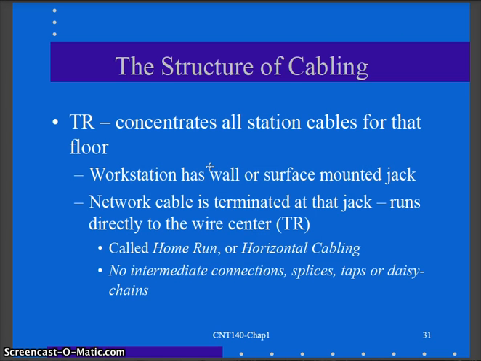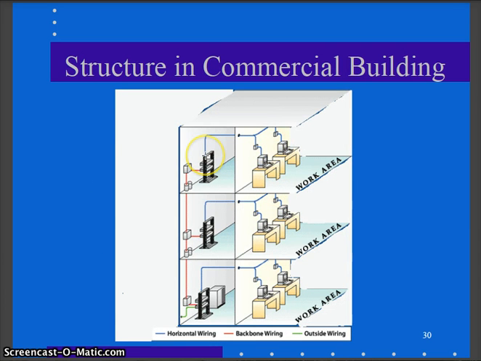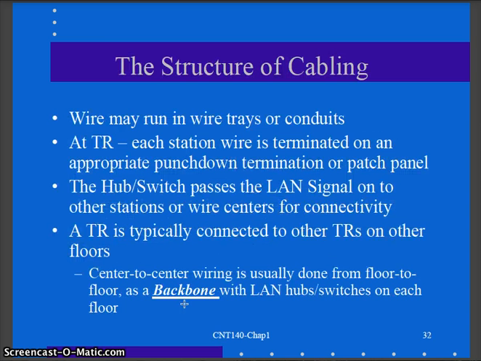And this telecommunications room concentrates all the station cables for that floor, and then combines them together in a switch or something, and then we use another type of cabling to connect between the floors. We'll get to that in a minute. All this cabling on the floor, all this horizontal cabling or home run, is brought back into the closet for that floor. So all these workstations out on this floor, all the horizontal cabling comes into this closet, into this rack, and then the switch here would consolidate that and run probably fiber down between the floors to connect to the other switches. That kind of idea, that's what they're getting at.